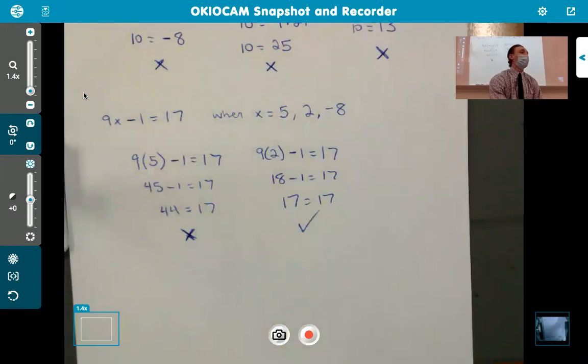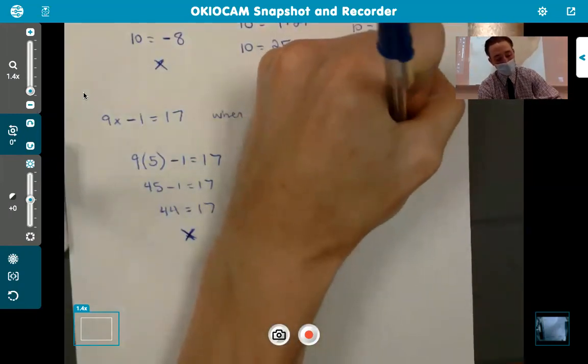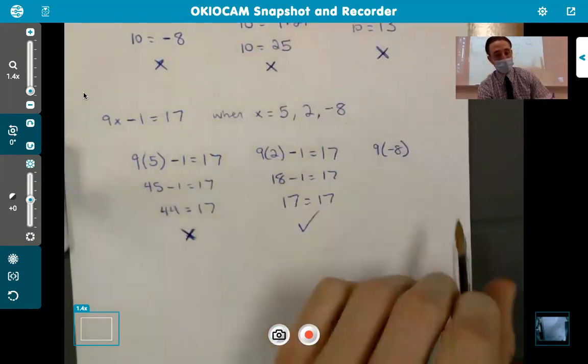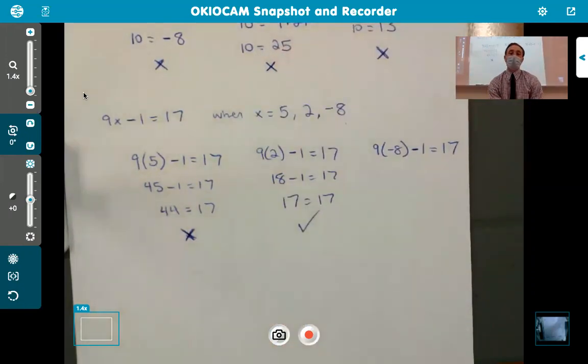Some equations have multiple solutions though, right? So we can't just stop there after we get one solution. We need to continue to check all of them. We're going to plug in that last value, which is negative 8. Again, make sure that you're doing your multiplication and division, then your addition and subtraction to help you simplify.